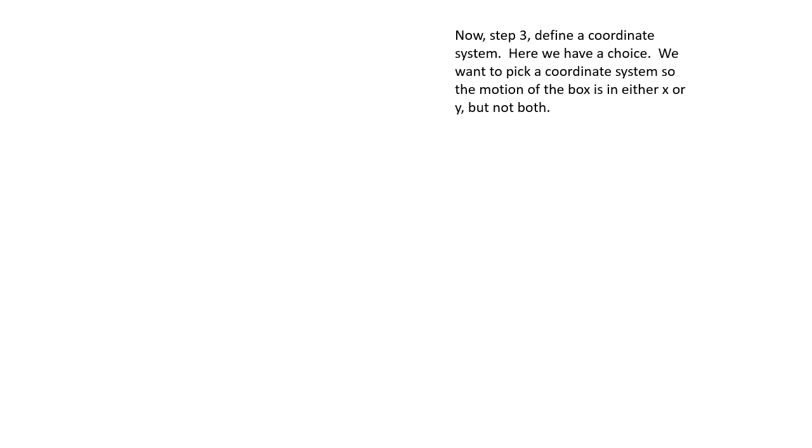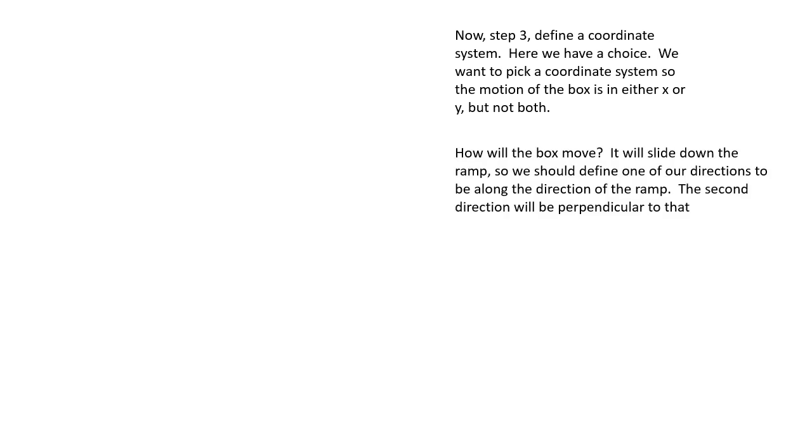Step three, I have to define a coordinate system. Again, I'm going to have a choice here. We want to pick the coordinate system so that the motion of the box is in either the x or the y direction, but not both. In doing so, that's going to make the math a little bit easier. How will the box move? The box should slide down the incline. That's the way things want to normally go.